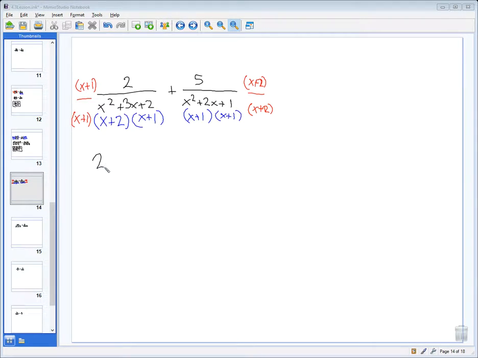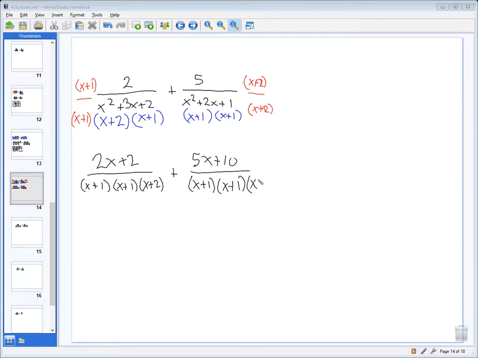So on the top you have a 2x plus 2 with those three factors. And the one on the right, we have a 5x plus 10 with those three factors as the denominator. Now we can combine these into one fraction.